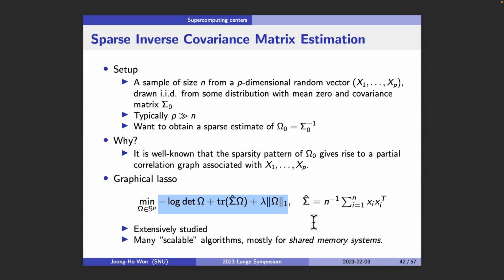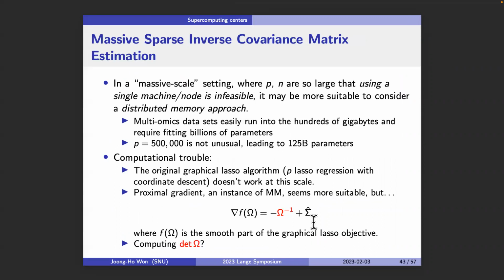But the catch here is they are mostly for shared memory systems, like GPU, and not for distributed memory systems. But we had the need to analyze massive scale data, where both the dimension p and the sample size n are so large that using a single machine or a single node is infeasible. So using a distributed memory system or cluster becomes a must.